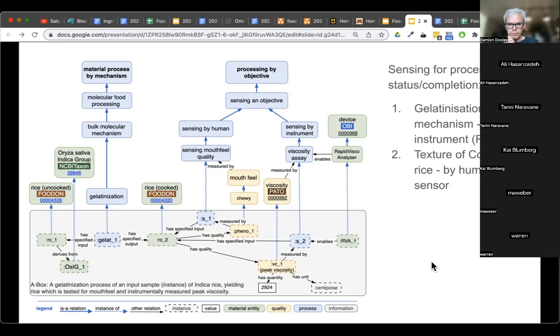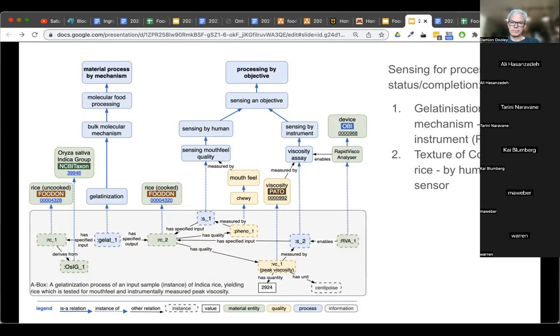In this figure there's a lot going on, but I'm going to draw your attention to sensing. How do you sense process status, like where the process is at, or whether it has reached completion? The example of rice is apt because in rice, starch is the majority constituent, and most of what happens when you cook rice is a reaction on starch. A major portion of that is gelatinization. From a molecular perspective, gelatinization is the most important mechanism, and you can measure this through various instruments.